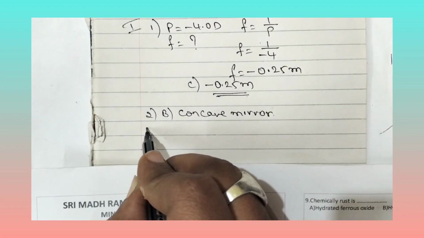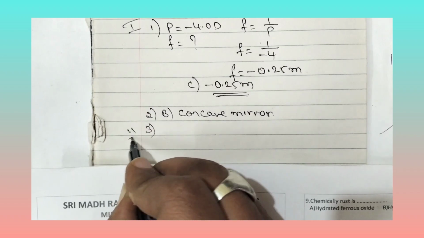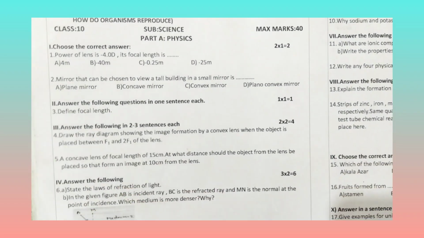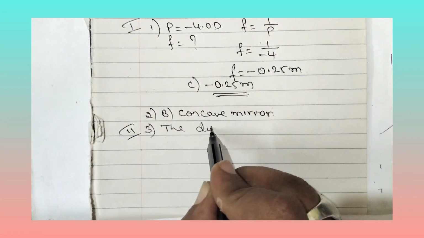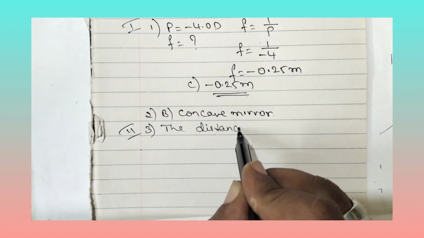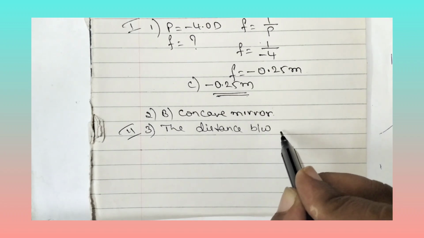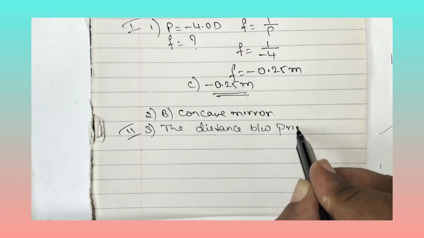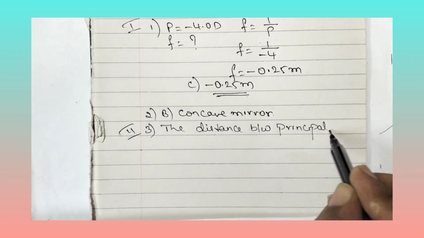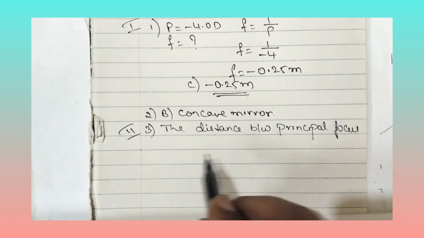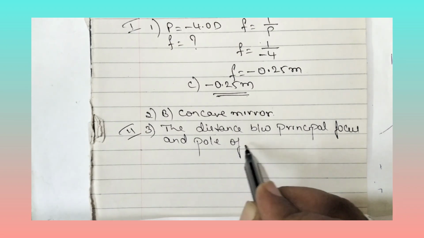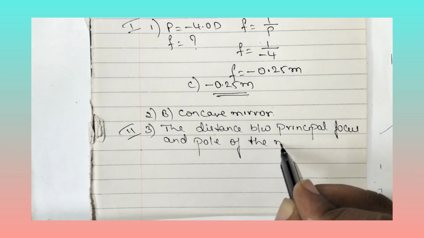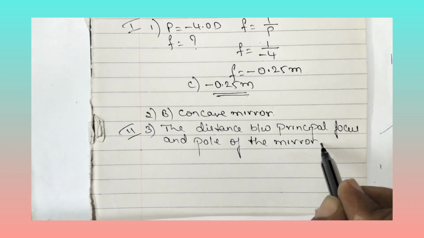Now let us move to the third question, that is 2 marks. So third question is define focal length. So focal length we have to define. So the distance between the principal focus and pole of the mirror is called as focal length.